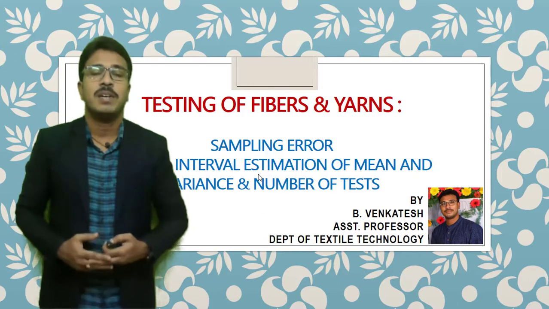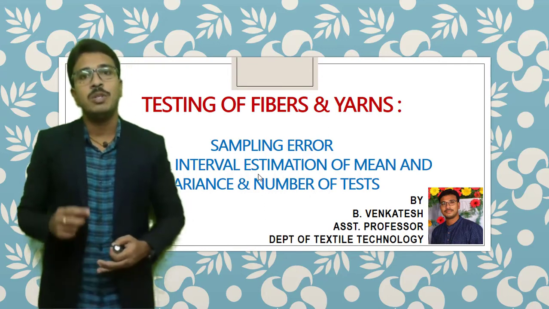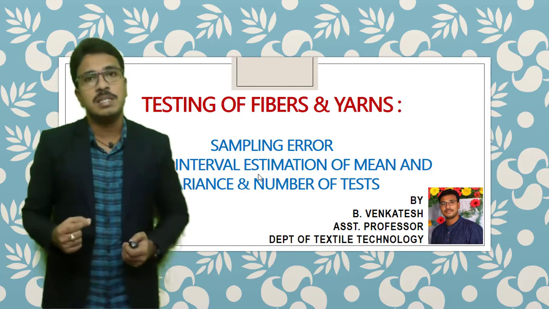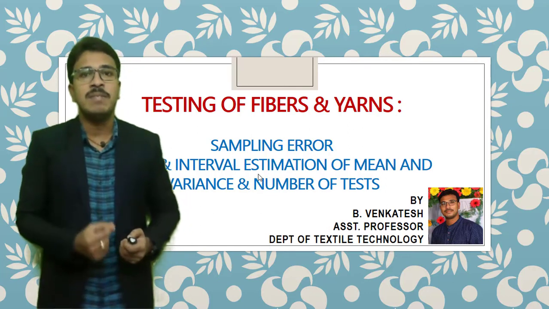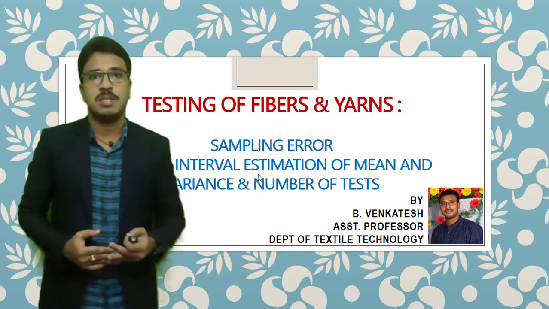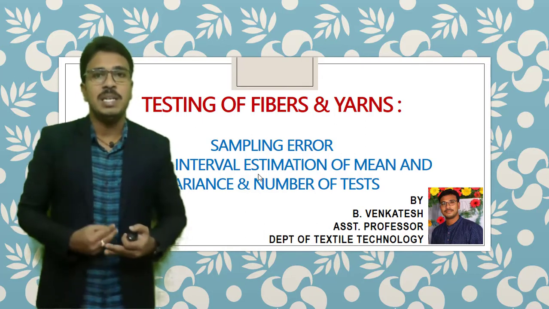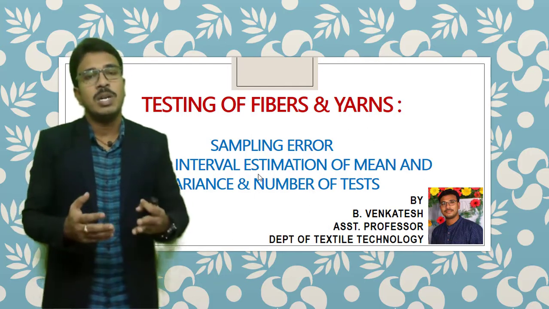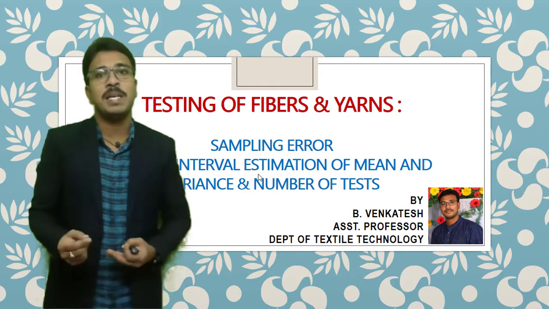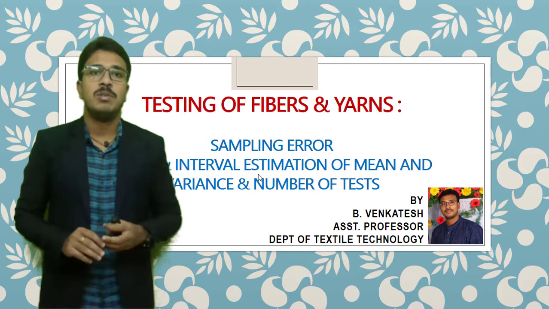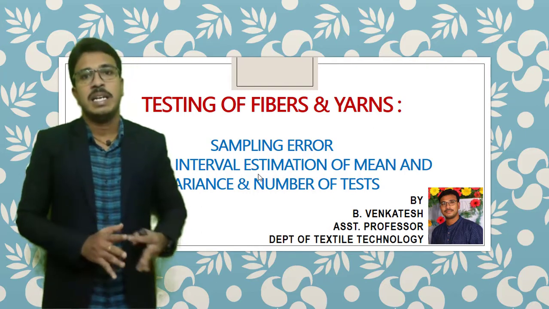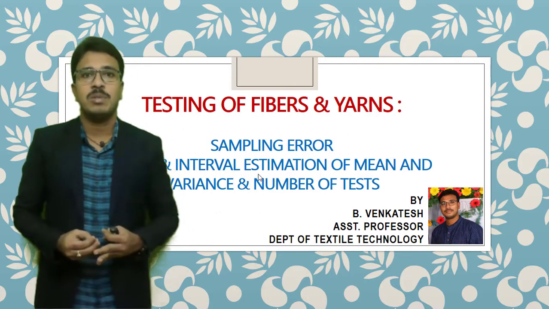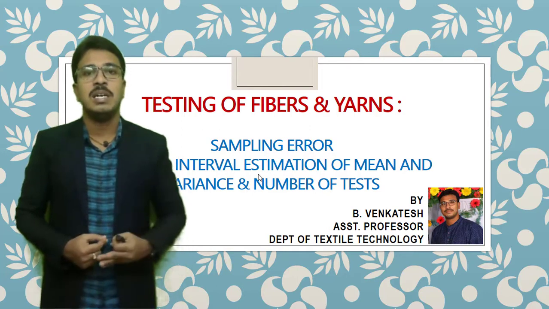In the last class, we discussed in detail how to determine the sample size for testing. Then we discussed the sampling process: what sampling is, what the need for sampling in textile testing is, and what the advantages of doing sampling in the testing process are. We discussed all these things in detail. Before going to today's class, I would like to briefly recap what we discussed in the last class.